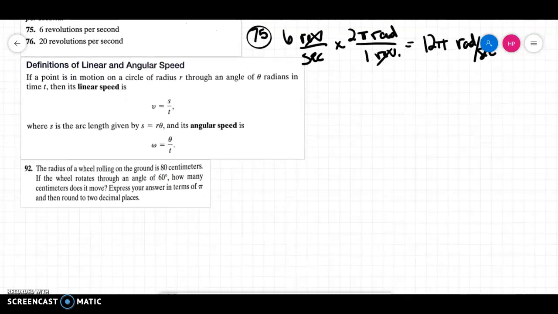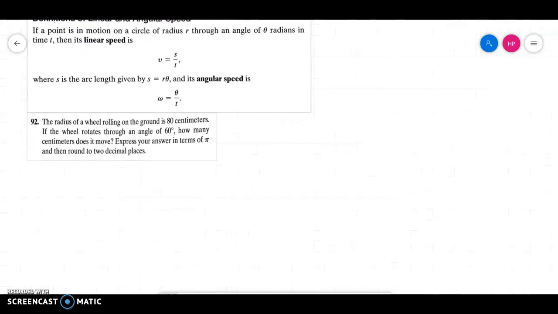I want to take a look and finish us off here with number 92. So the radius of a wheel rolling on the ground is 80 centimeters. If the wheel rotates through an angle of 60 degrees, so if I get my angle on the inside there would be 60 degrees, how many centimeters does it move? So this one, again, this is something that we could have done in geometry, maybe would have done it in a slightly different manner.